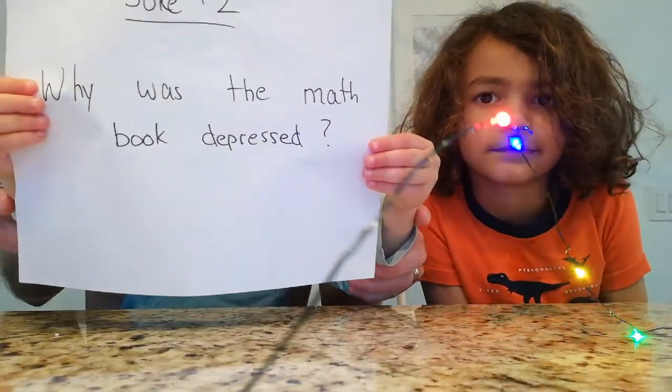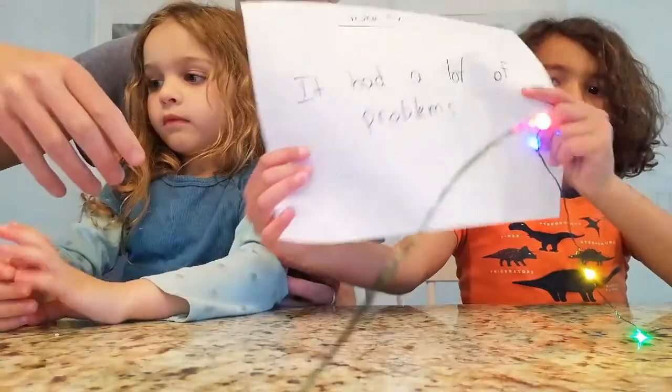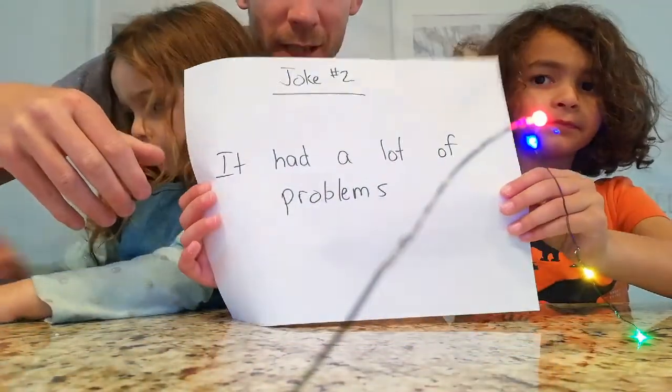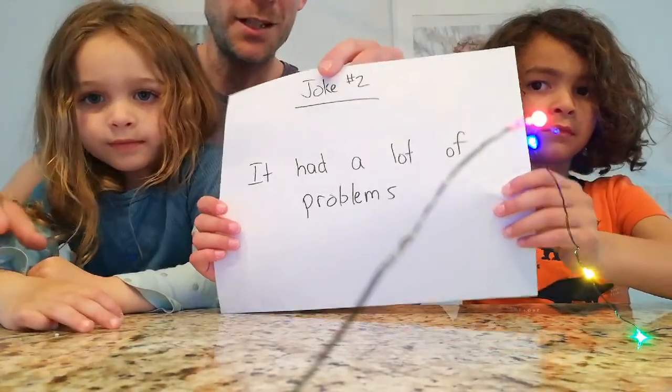Second joke coming to you from Josie, who's also from MEI Online School. Why was the math book depressed? Spencer, hold that up for the camera. Because it had a lot of problems. It was depressed because it had problems.